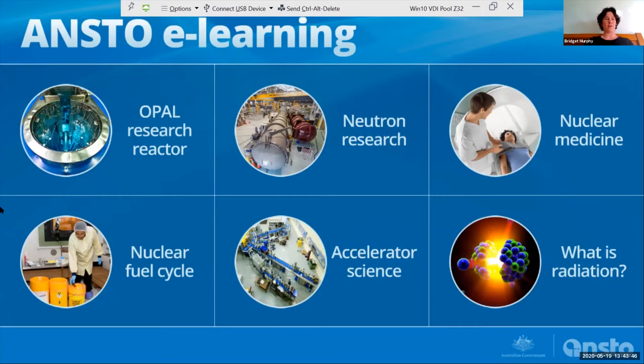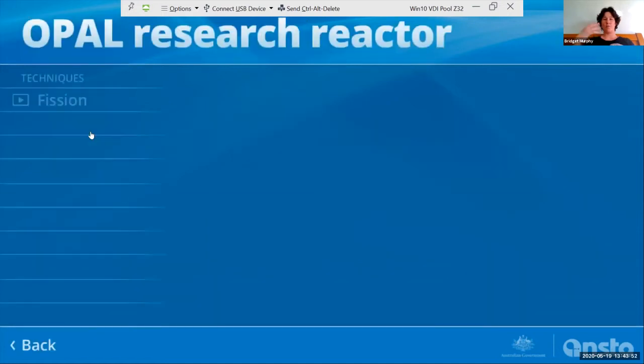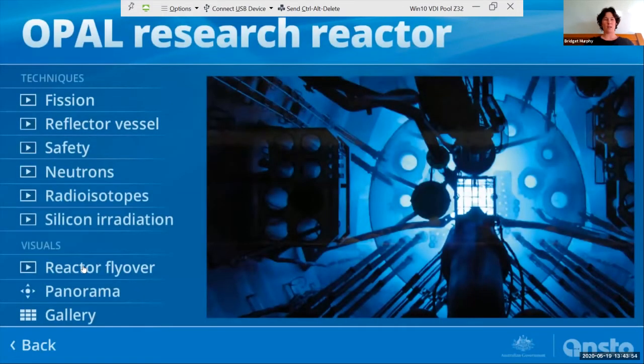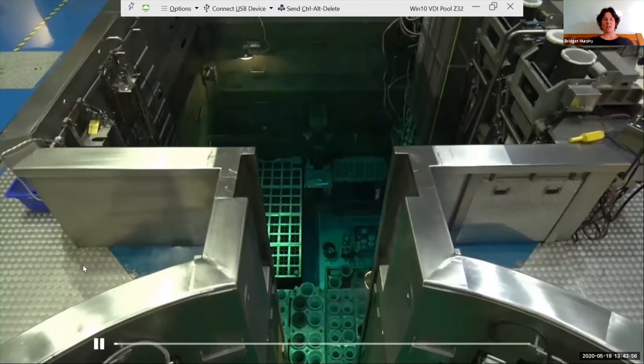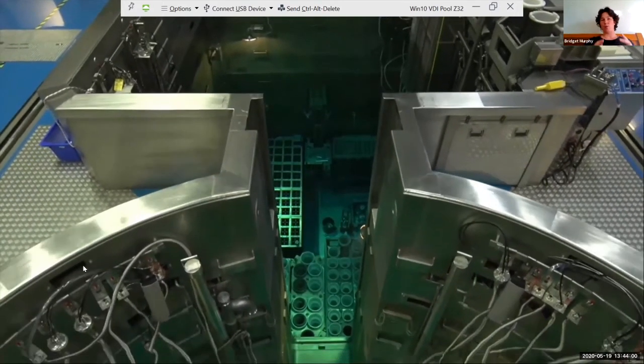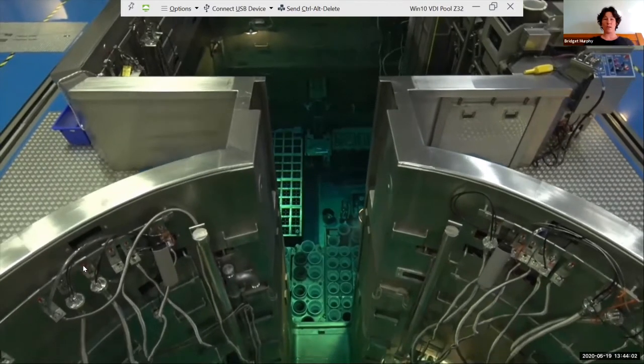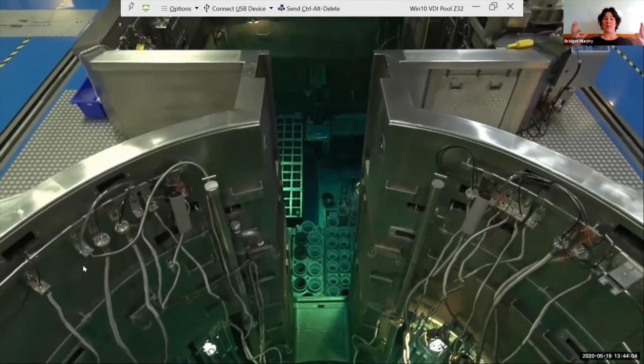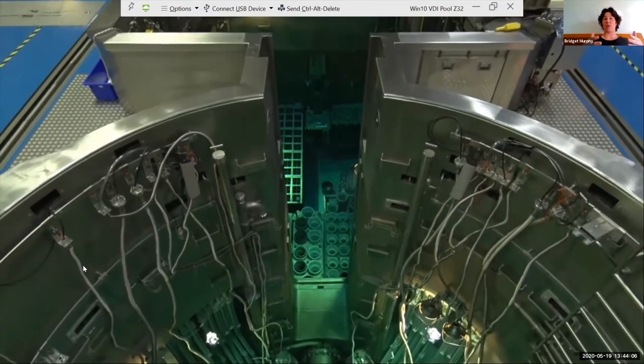And one real benefit of the resources that we made together with Heather is once we've done that sort of experiment, we can then jump to, say, for example, this flyover of our reactor and really put the results that we've got from that experiment and talk about the real life applications.